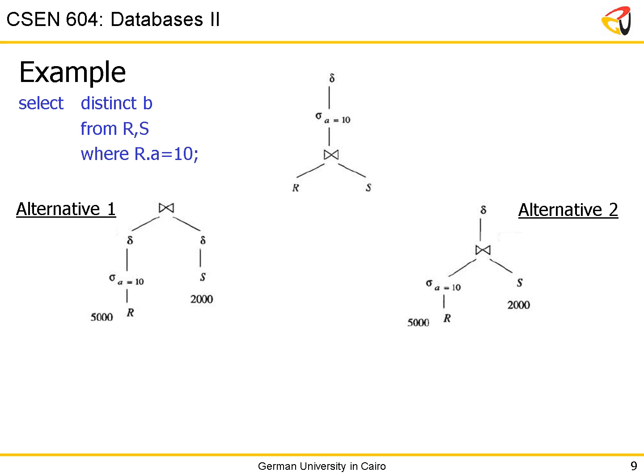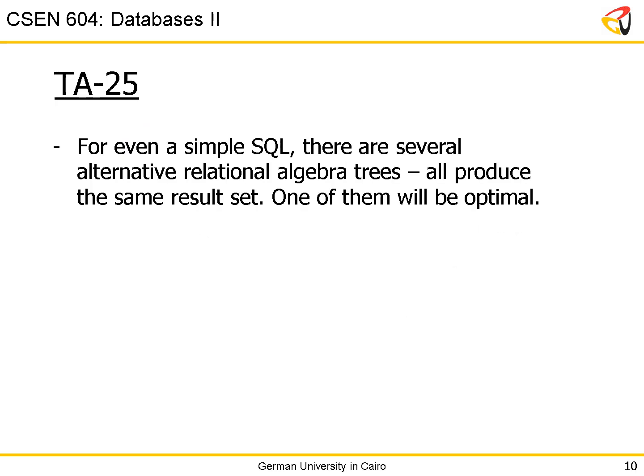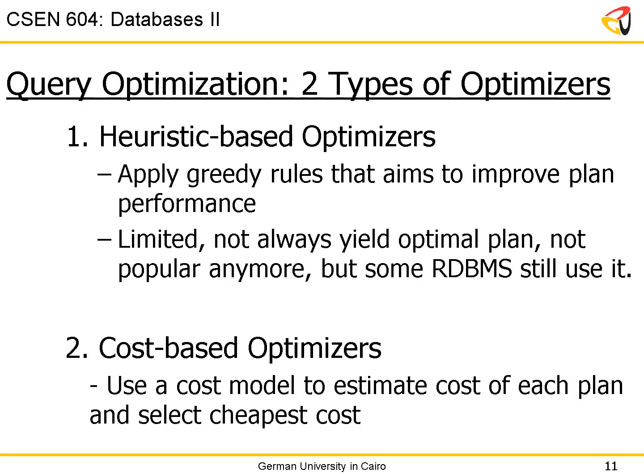And the question is, which one is actually going to be faster to execute? And this is the purpose of the logical plan builder. There are many logical plans. The question is, which one is the best one? And the criteria here is, which one will be faster to execute? So even for a simple SQL, there are several alternative relational algebra trees. All produce the same result set, but only one of them will be the optimal one. So we will spend today talking about query optimization in the logical plan builder.